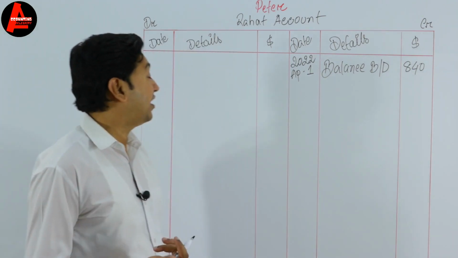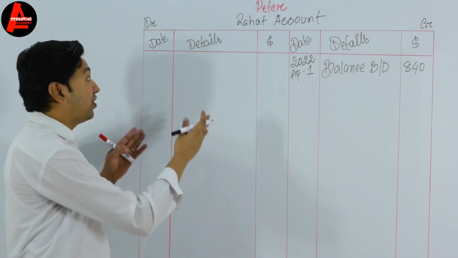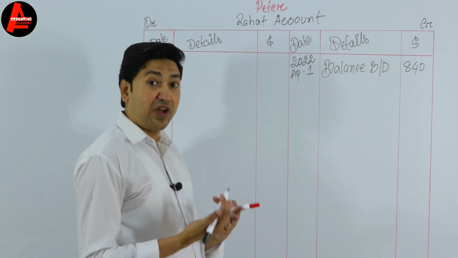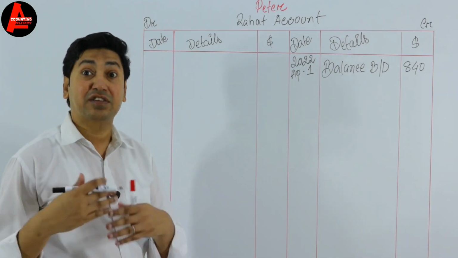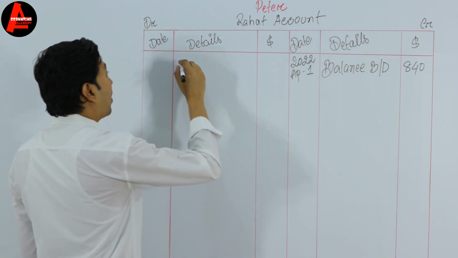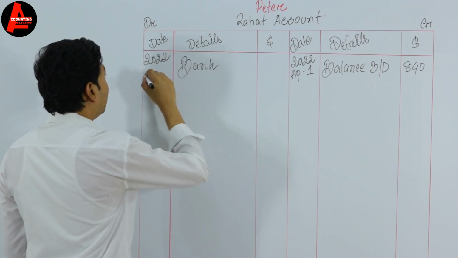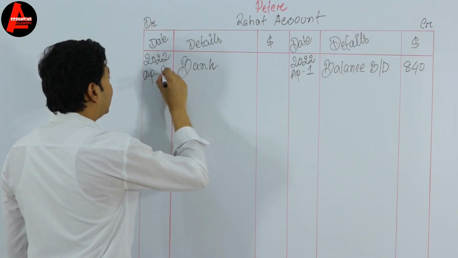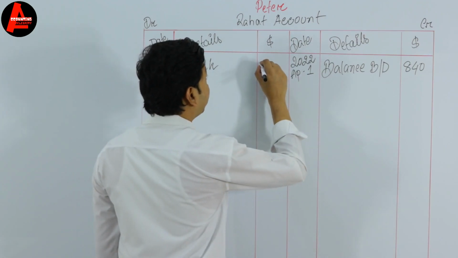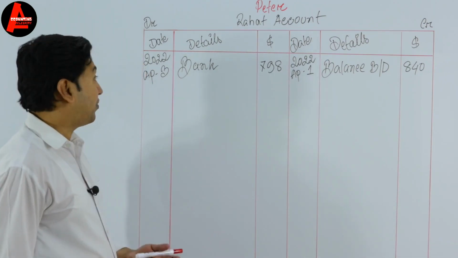Okay, so Rahat is the receiver and is debited, so we will come to the debit side. We will write on the debit side, but we will not write Rahat, we will write the opposite account, the corresponding account. The opposite account here is bank, so we will write bank. The date is 2022 April 3. How much did Peter pay to Rahat? Peter paid $798.